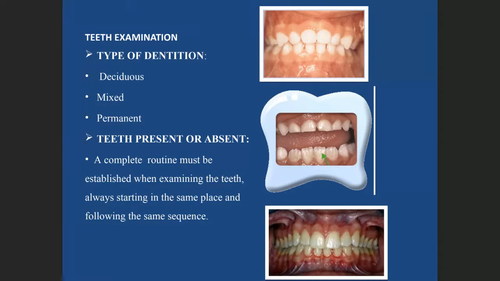Also, sometimes you will get patients who are 10 years, 12 years old, so they will have a mixed dentition. So you always check for the type of dentition, whether it is deciduous, mixed, or permanent. Look for the presence or absence of the teeth. And always when you are checking the teeth, start from quadrant 1, from tooth number 11 to 18, go to the second quadrant from 21 to 28, then 31 to 38, and then 41 to 48.